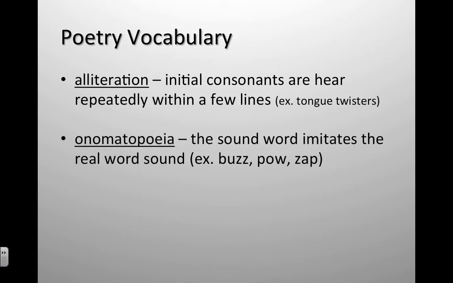Onomatopoeia, one of my favorite words to say. Onomatopoeia is when the sound word imitates the actual real word sound. So the word buzz is the word, but it's also the same sound that a bee makes, buzz. When you say the word, it is also evoking a sound. Pow, zap.